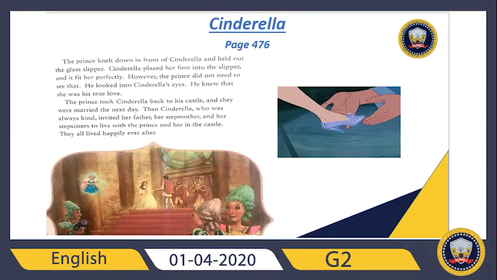Page 476. The prince knelt down in front of Cinderella and held out the glass slipper. Cinderella placed her foot into the slipper and it fit her perfectly. So as you can see in the picture, the slipper was perfect in her foot. However, the prince did not need to see that. He looked into Cinderella's eyes. He knew that she was his true love. So it means that the prince recognized her face.